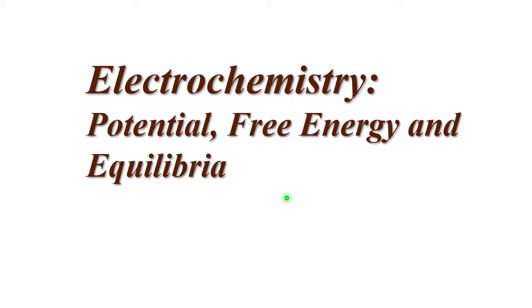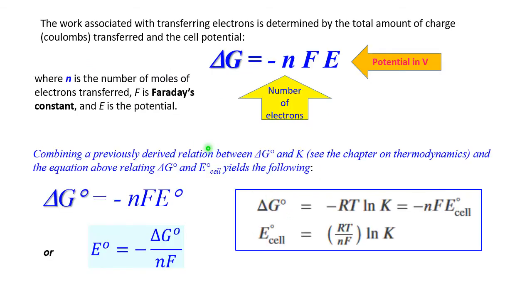We are starting a topic: potential, free energy and equilibria. Please read chapter 17.4. Now we are considering the connection of our voltage potential to delta G, the free energy. Work associated with transferring electrons is determined by the total amount of charge in coulombs transferred and the cell potential.